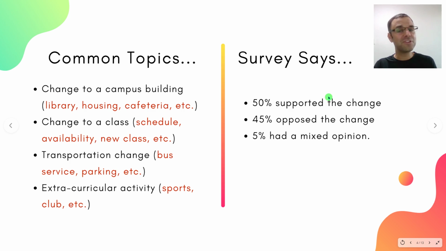Now, I surveyed those same students and I asked them to tell me, did they support or oppose the change? Well, 50% of the students said the person in the conversation supported the change, and 45% said they opposed it. 5% got the mixed opinion. So again, be prepared for either support or opposition, and just kind of keep that mixed opinion option in the back of your head. It might come up. Don't be surprised if it does.